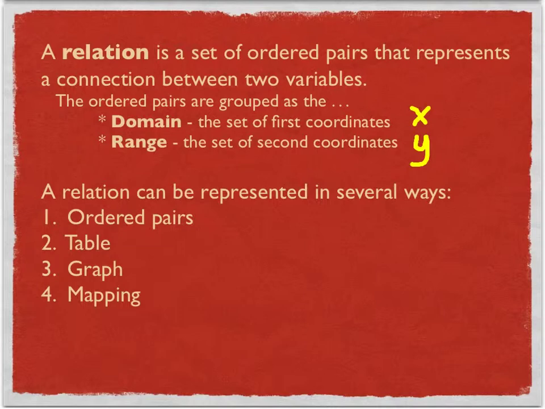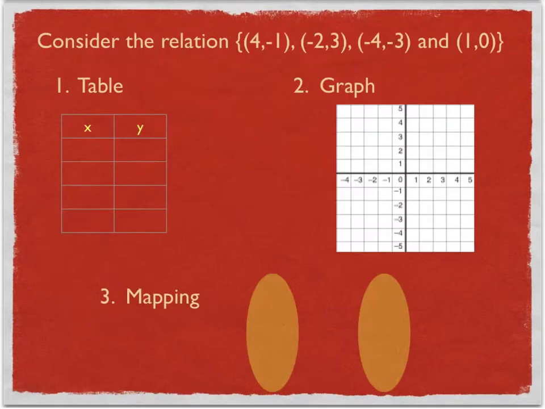Really the main thing we're going to do today is just see if we can figure out all the different ways that a relation can be represented. Here are the 4 ways: ordered pairs, a table, graph, and something that's probably a new thing to you, something called a mapping. So let's look at each of these ways on our next slide here.